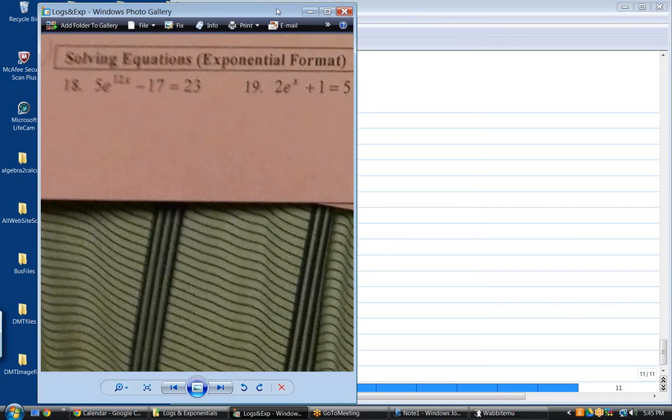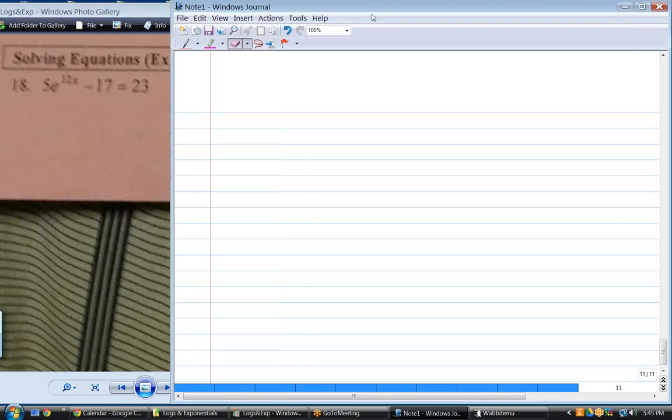Ooh, blurry. It's okay. You can still figure it out. Solving equations. They have to start us out with such a tough one.